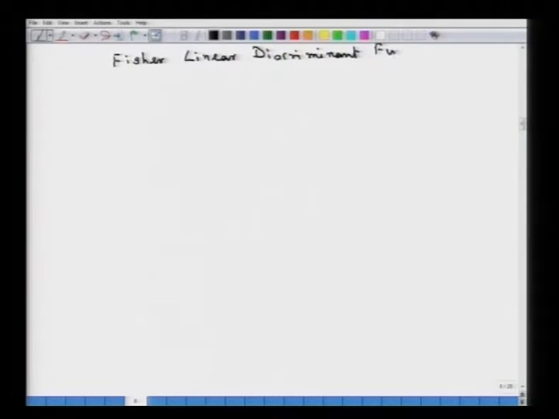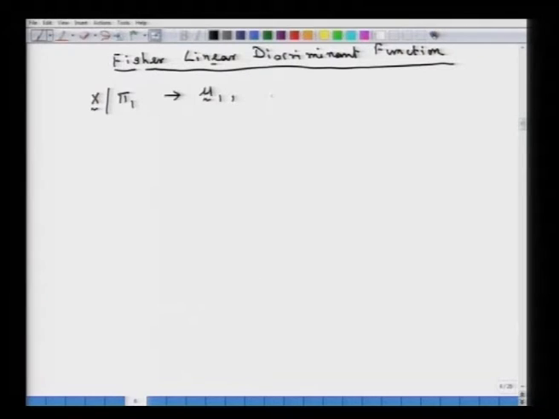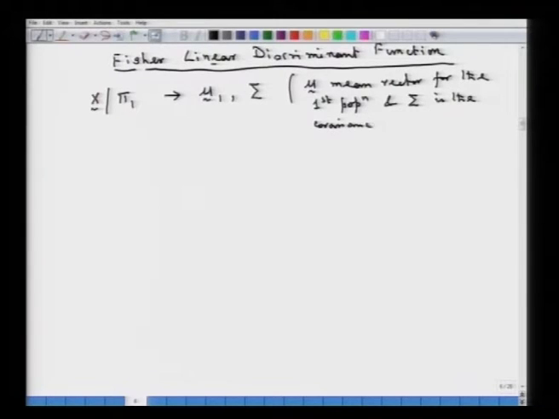Fisher linear discriminant function. For the Fisher linear discriminant function, we have the following setup: if x belongs to pi 1, it is characterized by a mean vector, say mu 1, and a covariance matrix sigma. So mu 1 is the mean vector for the first population, and sigma is the variance covariance matrix for this population.